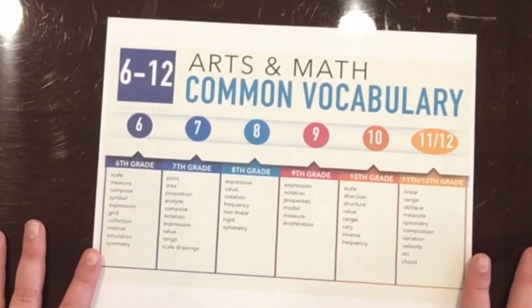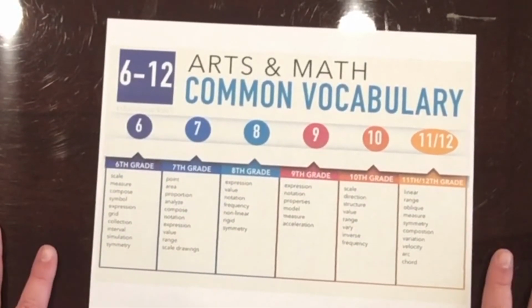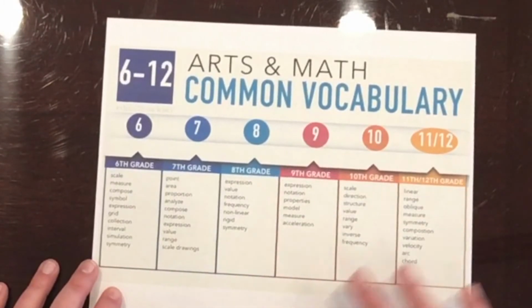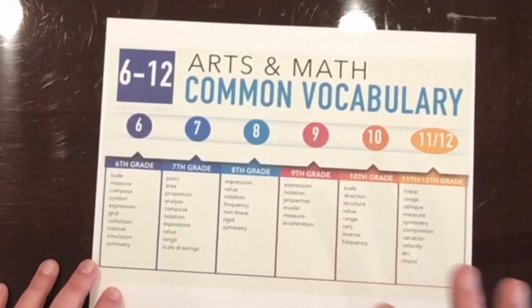And you'll notice some of these words overlap. So you're talking about measure in 12th grade and you're talking about measure over here in kindergarten, right? But because everything builds upon each other, the words can mean different things at different times. And so again, having this common vocabulary set out can be a really effective way to immediately begin to look at how the arts and math make natural connections with each other.